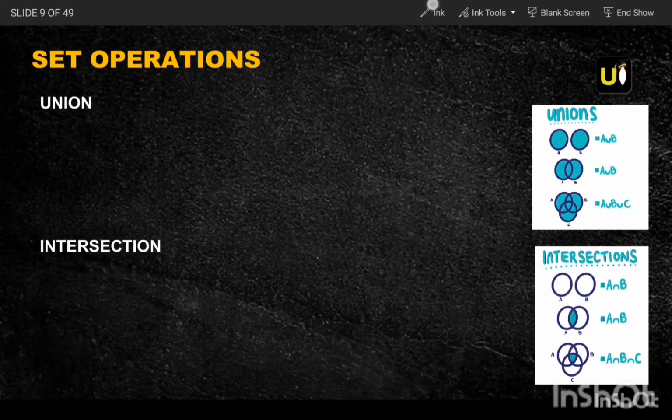Next, let's perform some set operations. Here we are given set A and set B, for example. Set A has elements 1, 2, 3 and set B has elements 1, 3 and 5. The union of these two sets is the set of all the elements in these two sets. That means {1, 2, 3, 5}.